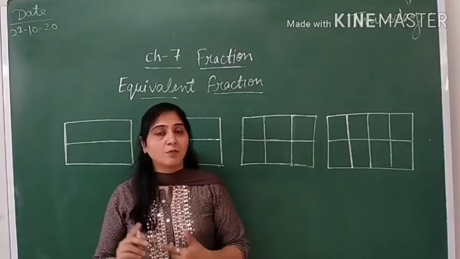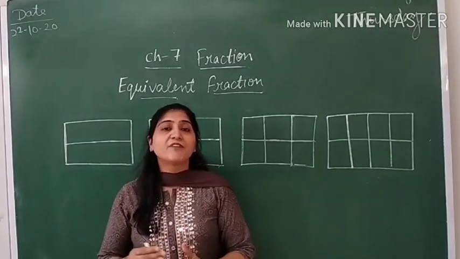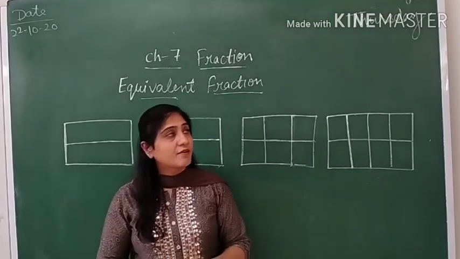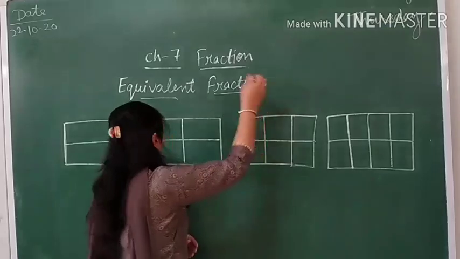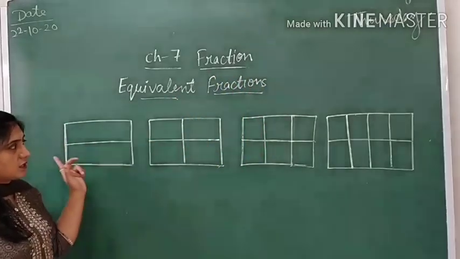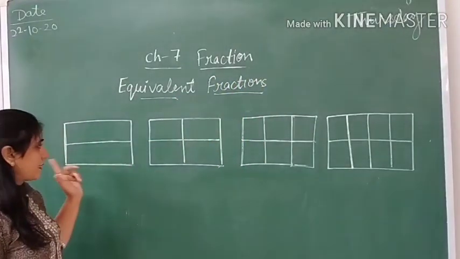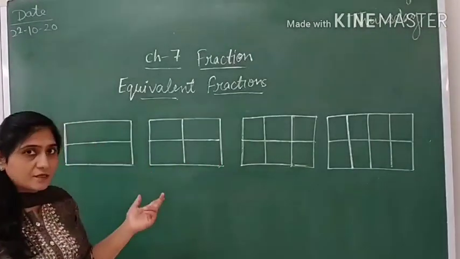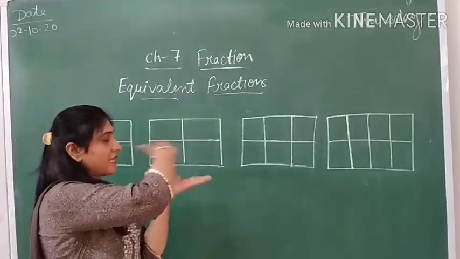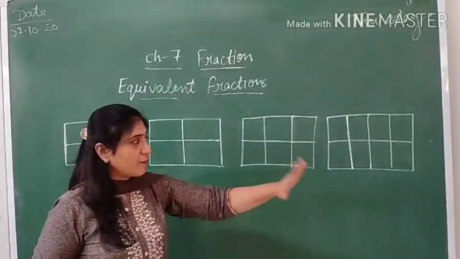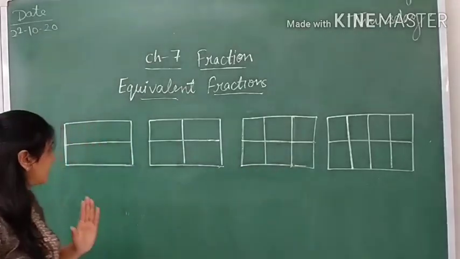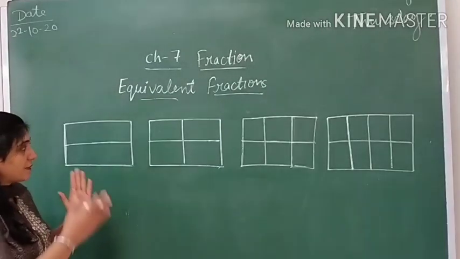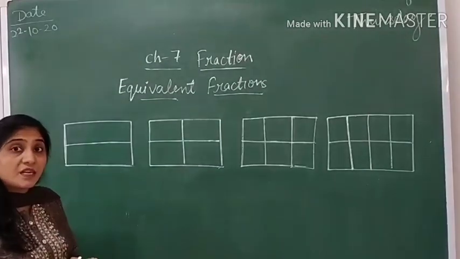Today we will learn one more type of fraction, equivalent fraction. See students, look at these rectangles. All rectangles are of the same shape and size. The shape is the same, which means they are in a horizontal way. Shape and size of all are the same, but each rectangle has been divided into different parts.